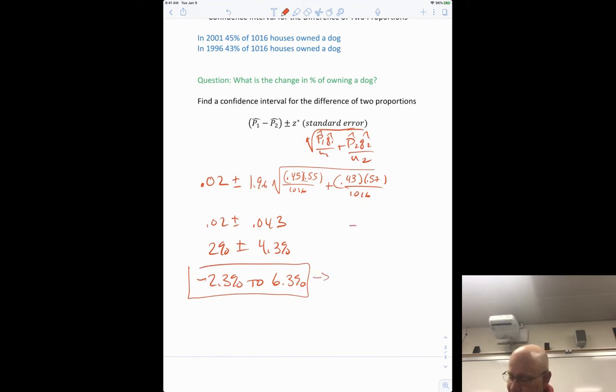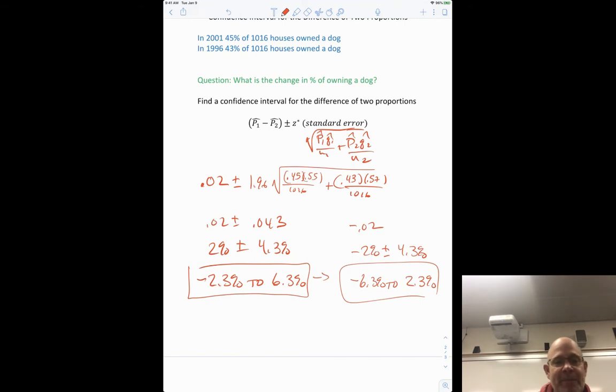If you subtracted the other way, you'd have negative 0.02 or negative 2%, plus or minus 4.3%, which would get you from negative 6.3% to 2.3%. So notice they're just opposite. Everything's flip-flopped.